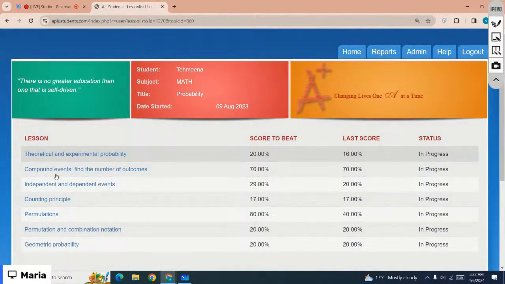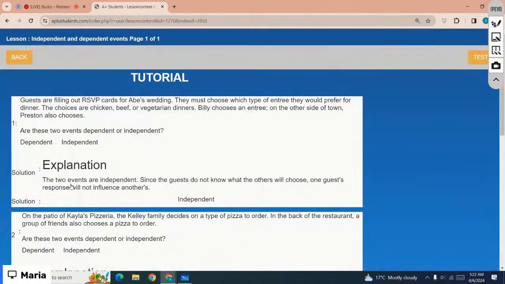The next lesson is independent and dependent events. Let's just start with the lesson. Okay, the first example is guests are filling out RSVP cards for Abe's wedding. They must choose which type of entree they would prefer for dinner. The choices are chicken, beef, or vegetarian dinner. Billy chooses an entree on the other side of town. Preston also chooses. Are these two events dependent or independent?